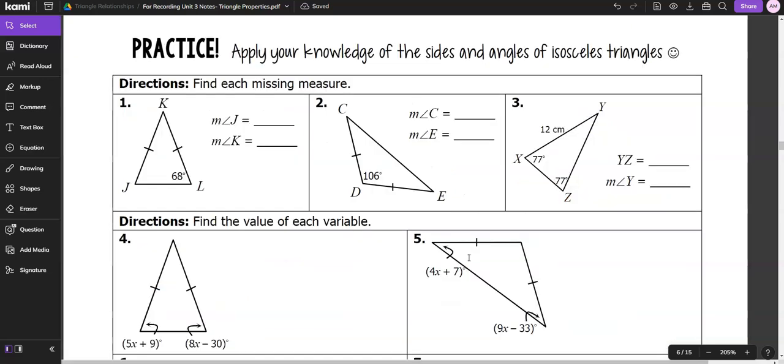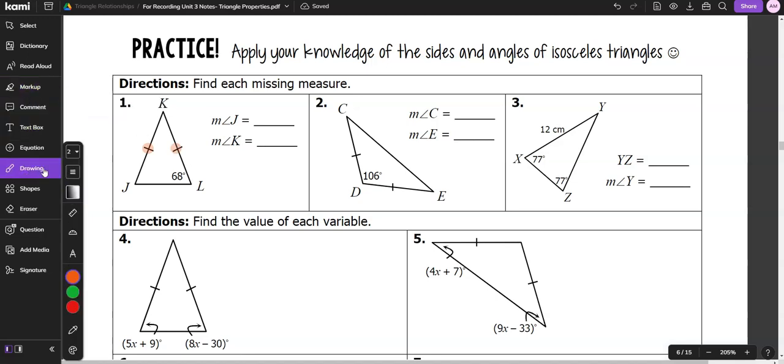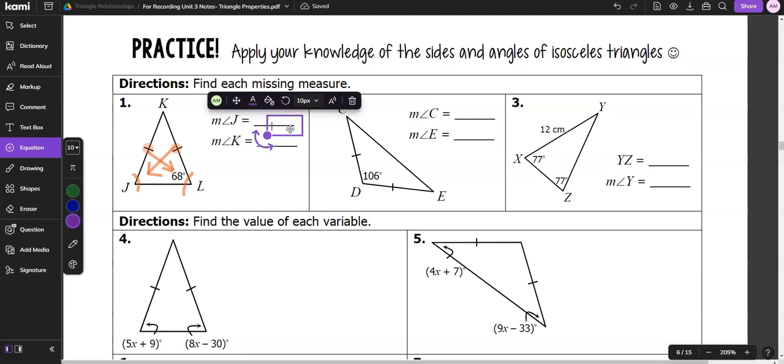So now that we reviewed the properties of isosceles triangles, we're going to put that information into practice. So let's take a look here at number 1. They tell me that JK and KL are congruent. And again, they do that by giving us the little tick marks right here. So as a reminder, if the two sides are congruent, then the angles opposite the sides are also congruent. So that means angle J and angle L are congruent. So that means angle J is 68 degrees, since angle L is 68 degrees.